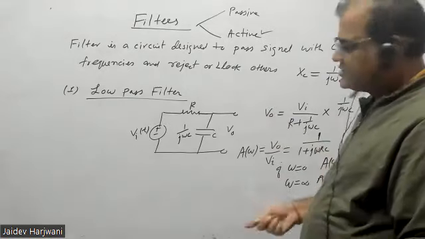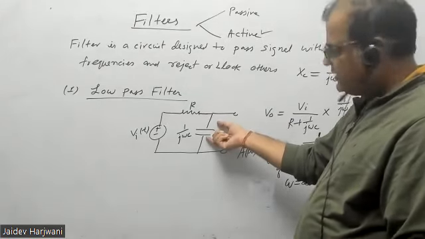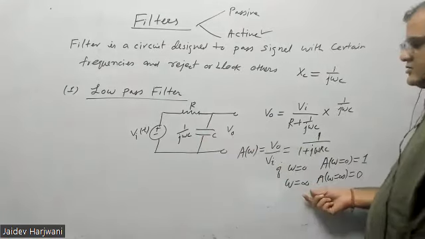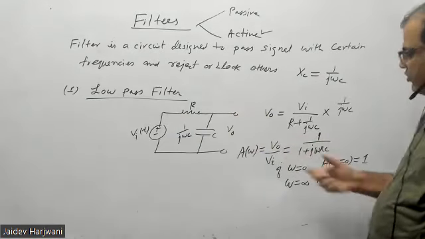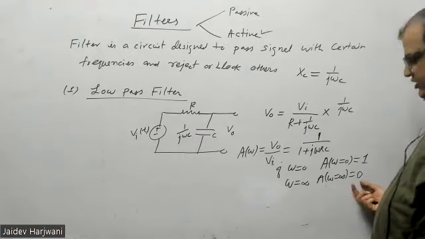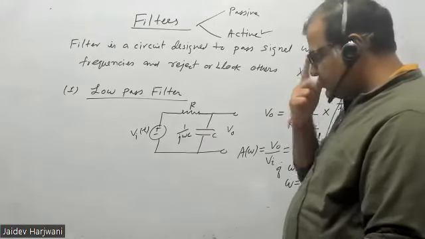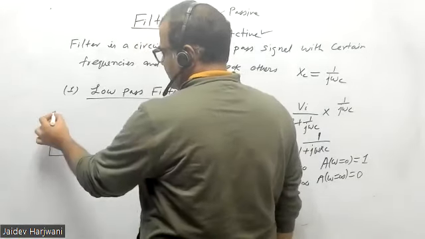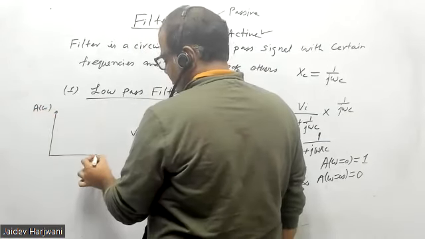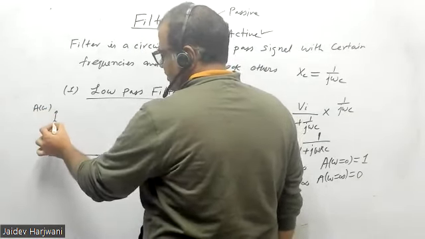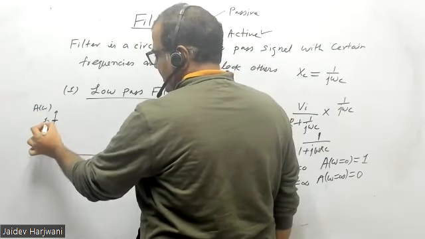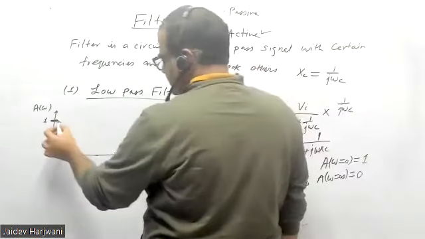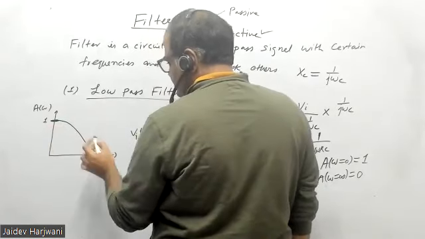But as you keep increasing the frequency slowly, its impedance will decrease, and at infinite frequency this becomes a short circuit, and you get zero output. So for higher frequency you won't get any gain. The gain will be zero at higher frequency. That's why it is called a low pass filter. If you plot A omega as a function of frequency, initially you have a high gain, say one here. It depends on the circuit. Slowly it decreases and goes to zero.